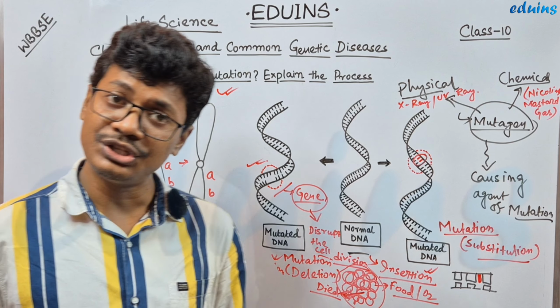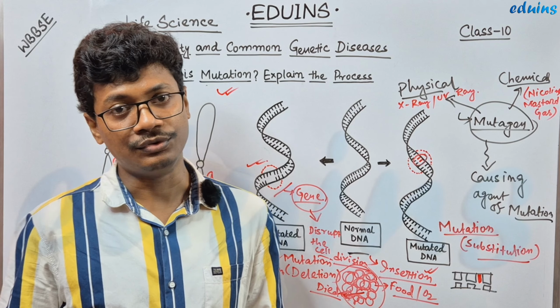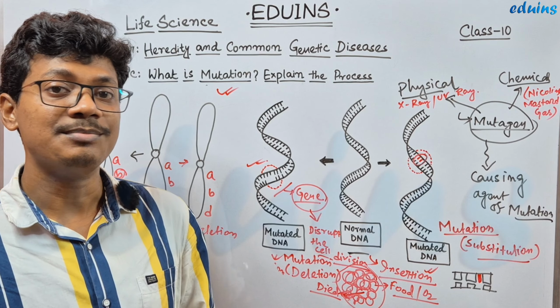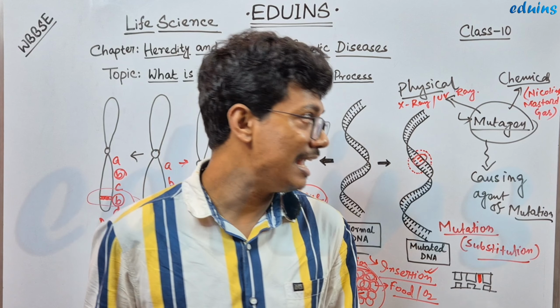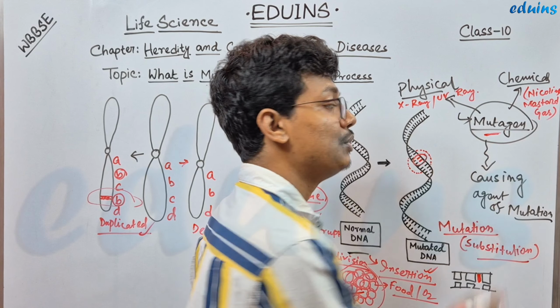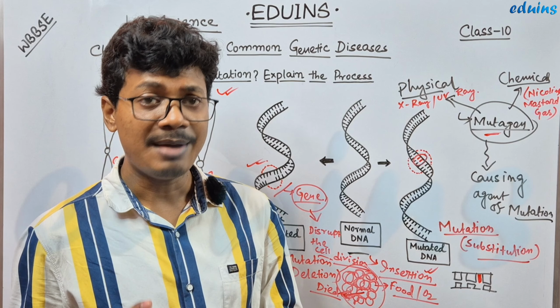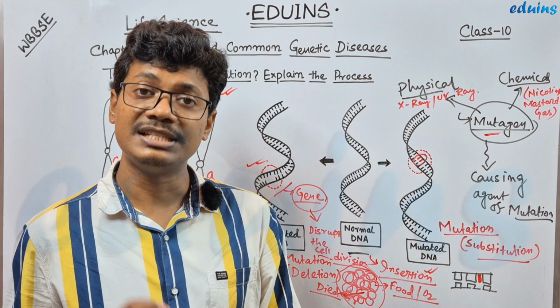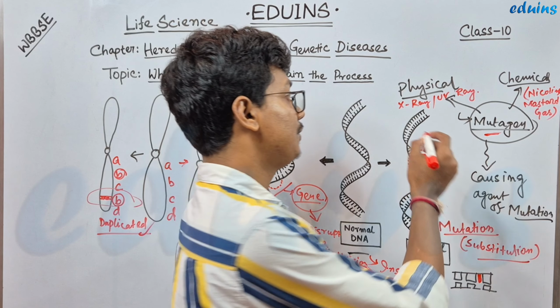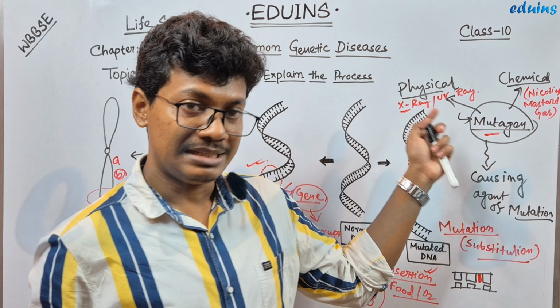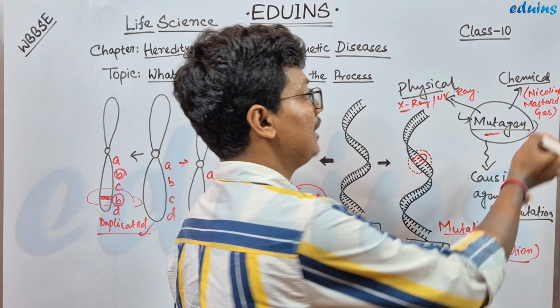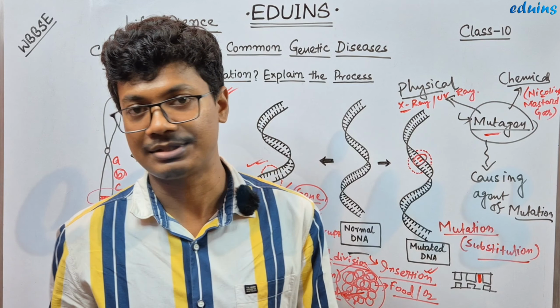It can be beneficial or it can be harmful. And this mutation is caused by agents which are called mutagens. You have to remember at least two names of mutagens, one physical and one chemical. The physical one is X-ray or UV ray, and the chemical one is nicotine or mustard gas.